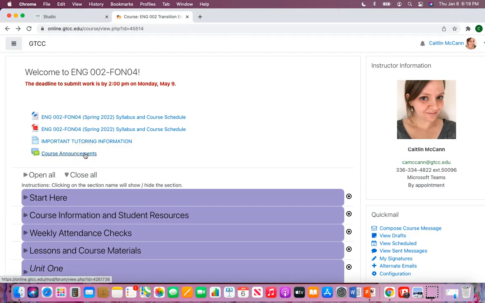And below the tutoring information, I have the course announcements. Now, I communicate with the class through these course announcements. And when I write a course announcement, it will be emailed to you. It will be emailed to your GTCC email account. So you'll get course announcements as they're written.